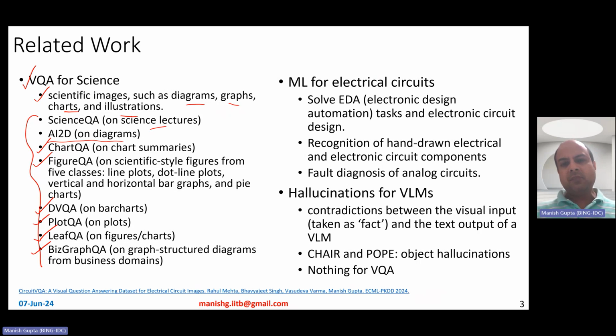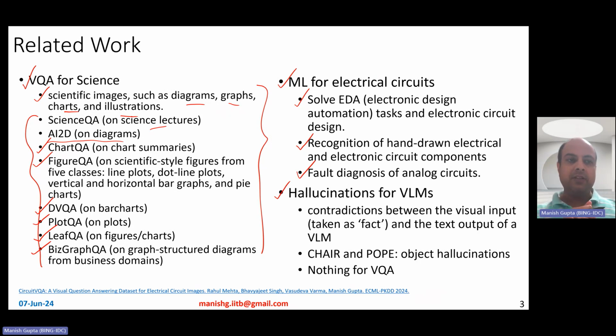Although all of these exist, there's absolutely nothing for electrical circuit images, and that is why we did this work. Now let's talk about machine learning for electrical circuits. People have been trying to apply machine learning for electrical circuit analysis. Prominently, there have been attempts at electronic design automation tasks and electronic circuit design using machine learning. Specific tasks include recognition of hand-drawn electrical and electronic circuit components, and also fault diagnosis of analog circuits, finding faults in those circuits.